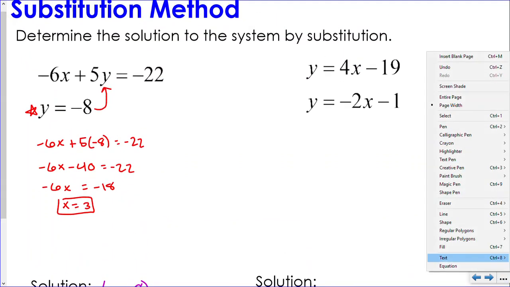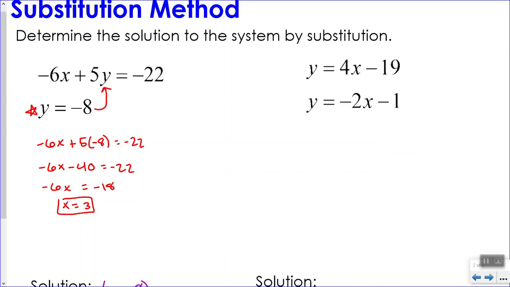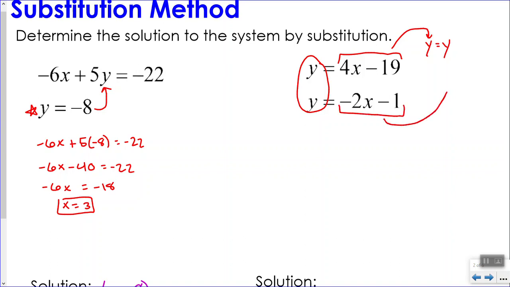If we look at our second system, this is a little different because both equations are solved for y. So if we think back to our reflexive property, we know that y is equal to itself. So I'm allowed to say that. Then by the substitution property, I can take this first expression for y, substitute it on one side, and take my second expression for y, and substitute it in on the other side. So now I can create the equation 4x minus 19 equals -2x minus 1, and I've completely eliminated y from the equation by substituting in those two expressions.